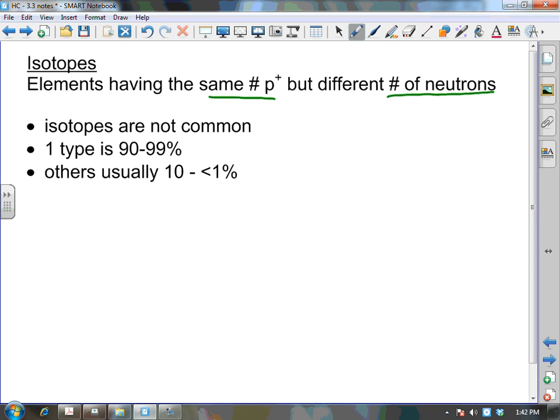Does every element have an isotope? No. Most aren't very common. Usually there's one form that's the majority, and there are others that have very, very small variations to that. We will talk about a couple elements that are unique in terms of their isotopes. For example, if you turn to page 82, if you happen to have that in your book, you will see some different isotopes listed, which we'll talk about here in a little bit.